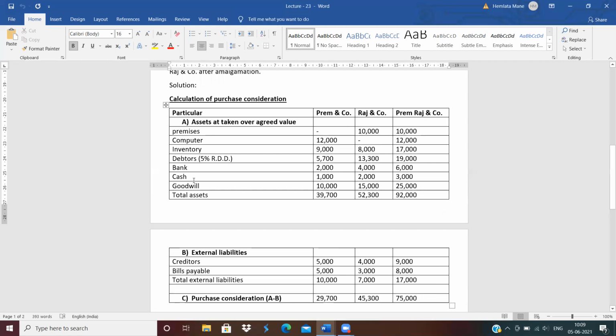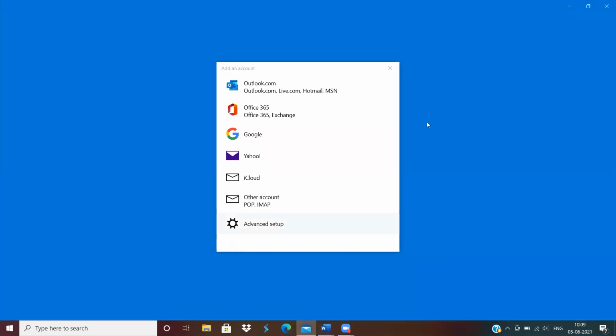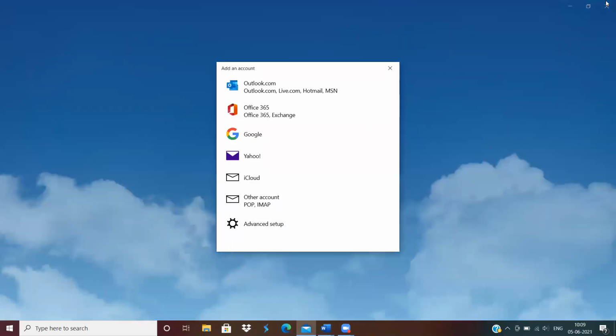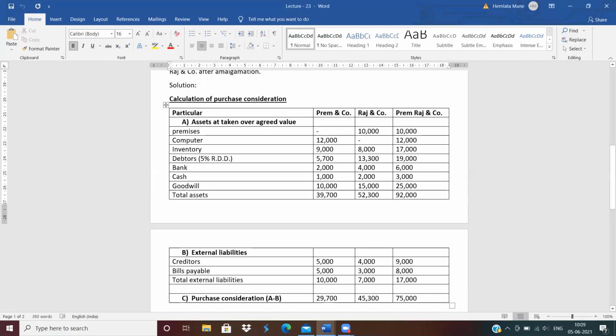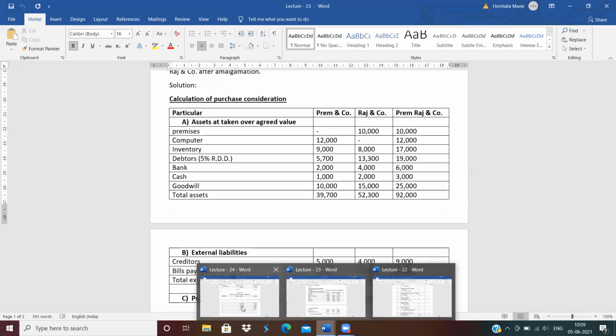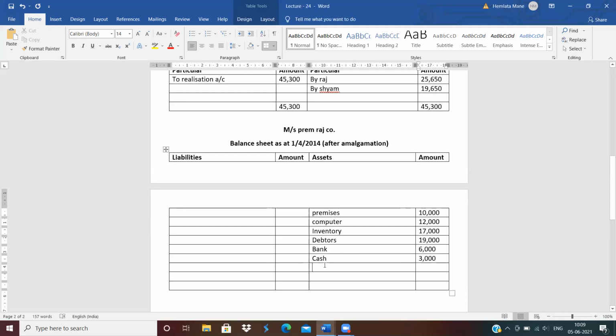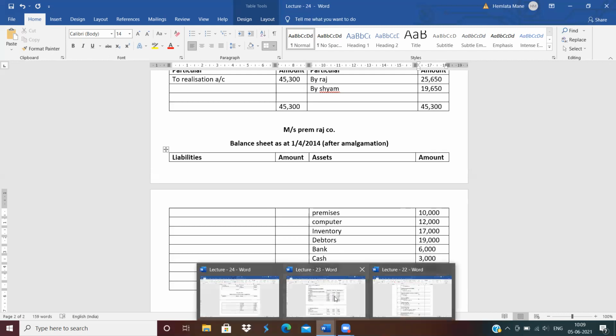Now see which other asset is given. Goodwill. Goodwill amount is 29,000. So write down the amount of goodwill, 29,000. Clear?